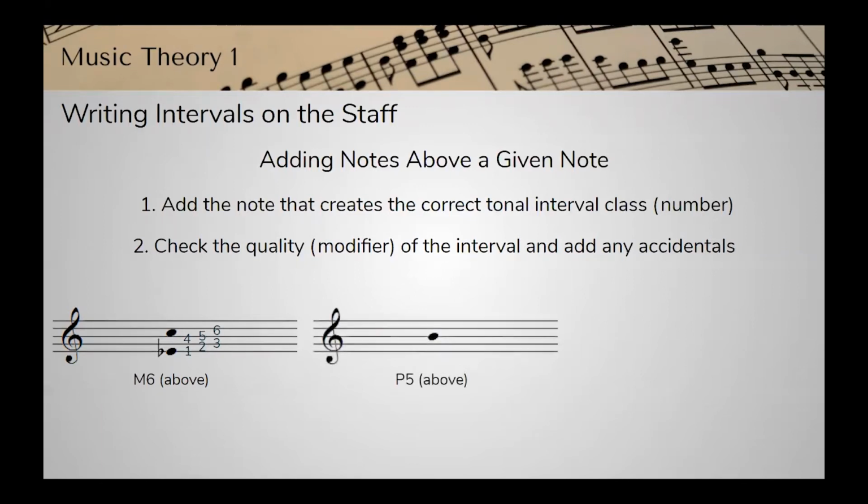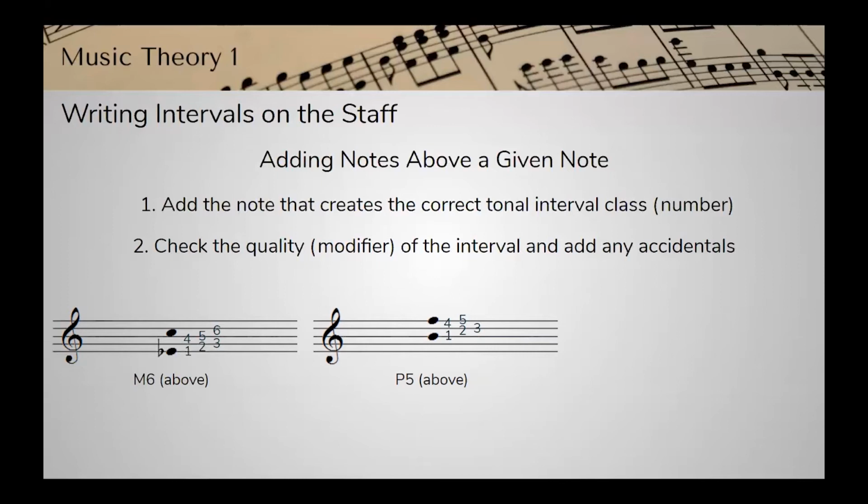All right, let's look at another one. This is asking for a perfect fifth above a B natural. So step number 1, just count up 5 lines and spaces until you get to the 5th one, which is going to be on that line right there. Then you need to check to see if this is the correct interval.